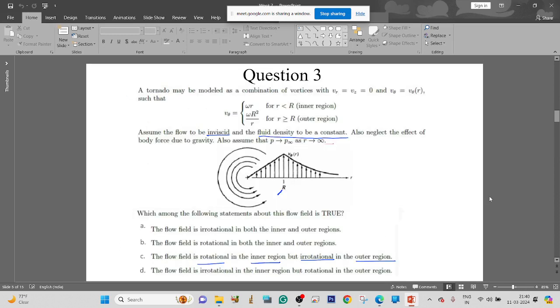So a tornado may be modeled as a combination of vortices with Vr and Vz given as 0, and V theta given as omega r for r less than capital R, that is the inner region. And when r is greater than capital R, the expression changes to V theta equal to omega R square upon r. Assume the flow to be inviscid and the fluid density to be constant. Also neglect the effect of body force due to gravity. Also assume that P tends to P infinity as r tends to infinity. Which among the following statements about this flow field is true?